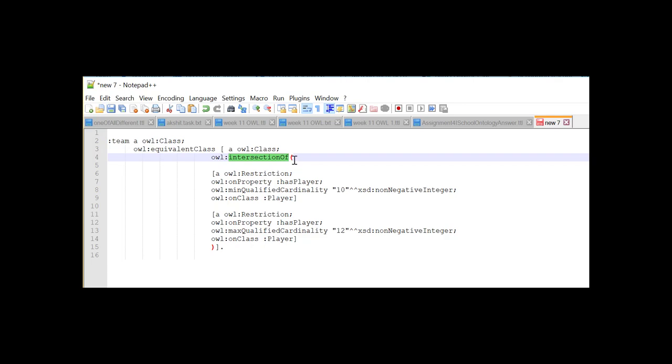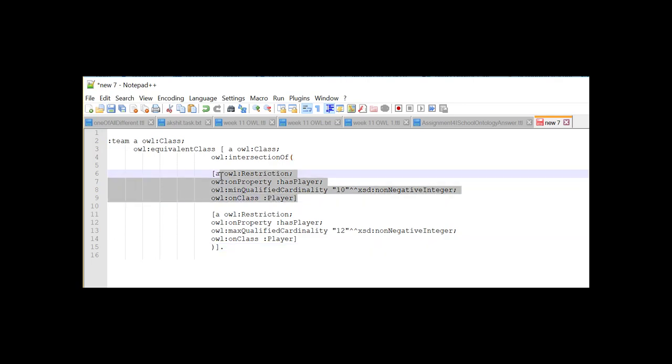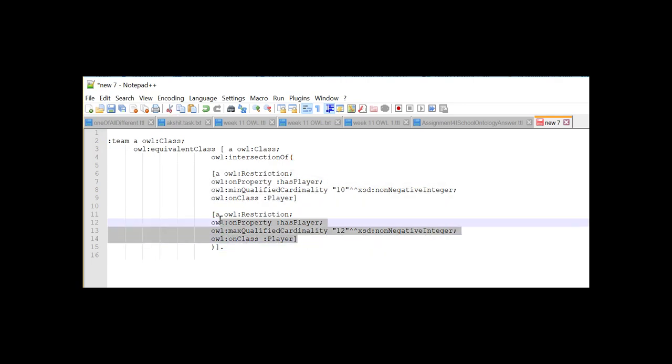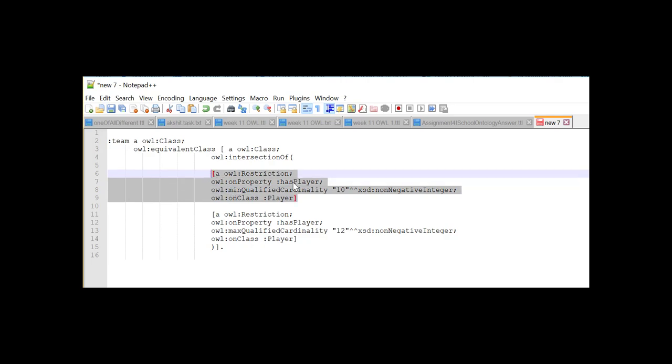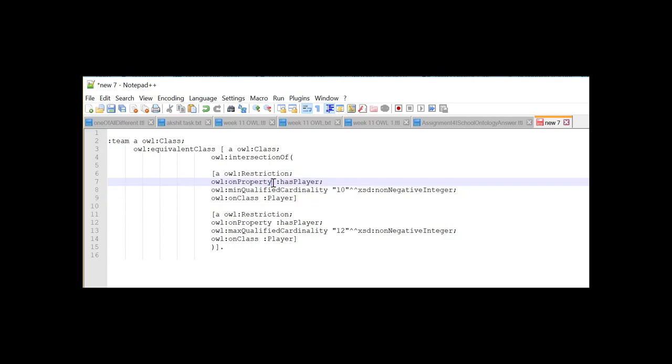Starting from this round left bracket to this round end bracket, we define the intersection. The intersection contains two restriction classes, again two unnamed classes. The first class is saying that any individual in this class needs to have a minimum of 10 players for their hasPlayer property. We're not saying it's a team. We say anything with a minimum of 10 players is a member of this class.